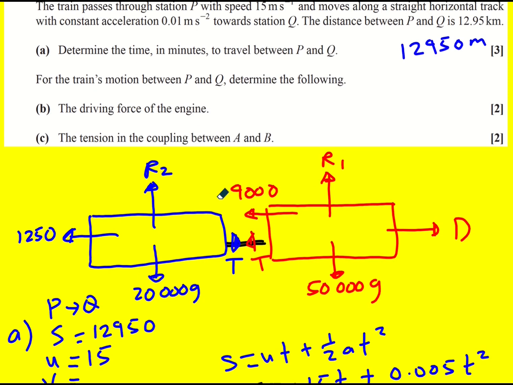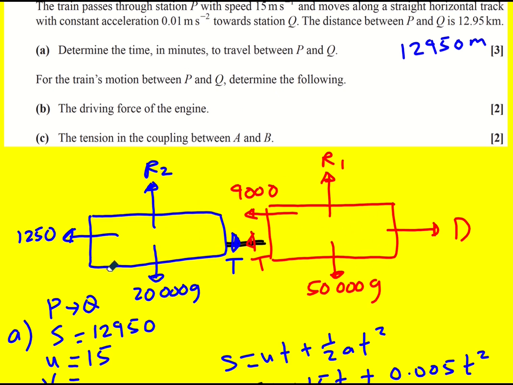Now in B, when we apply F equals ma, we can decide what part of the system we apply it to. If I apply it to the red part, then I'm going to get an equation with D and T in. So that's a bit of a problem. If I apply it to the blue part, I'm just going to get an equation in terms of T. So one thing I could do is solve to find T and then substitute that in to find D.